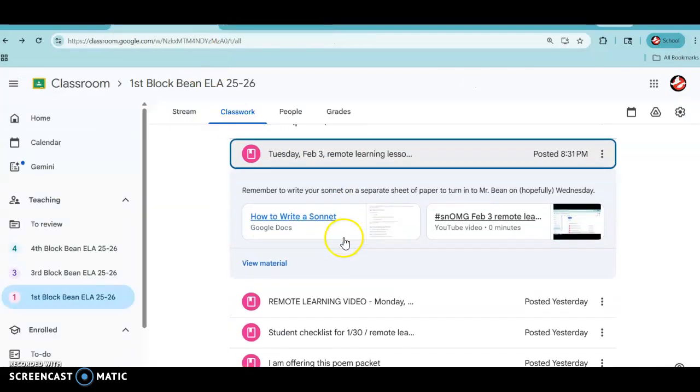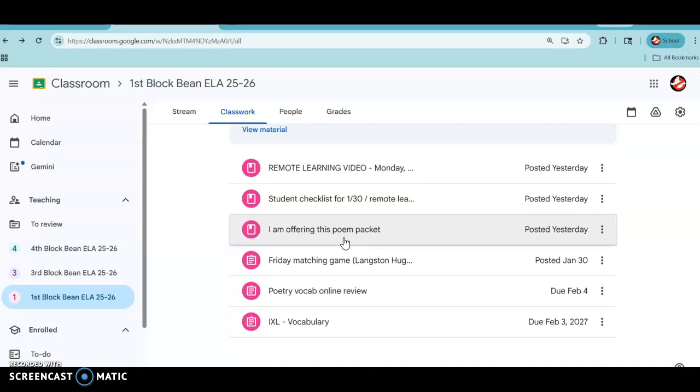If for some reason I did not finish my stuff from Monday, I'm going to make sure I get that done. There's my cat meowing in the background. My IXL, super easy. They should be done. My Poetry Online vocab review should be done. My poetry matching game should be done. I'm offering this poem packet should be done, okay? Because y'all had Friday to work on it, then you had Monday to work on it. That stuff should be done, okay?